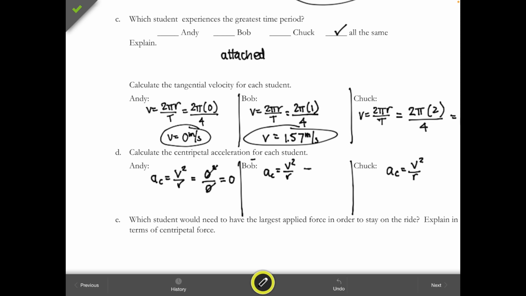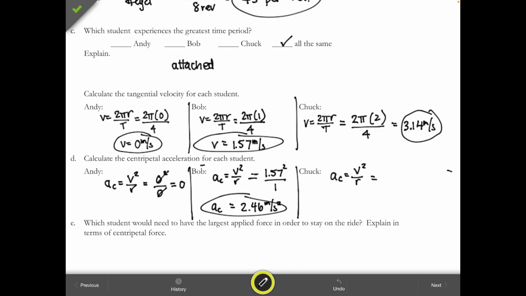Alright, guys. So it takes no centripetal acceleration for Andy because he's at the center of the circle where both his speed and radius are 0. Bob, however, has a speed and a radius. This gets 2.46 meters per second squared. This is the acceleration that shows he is changing direction.